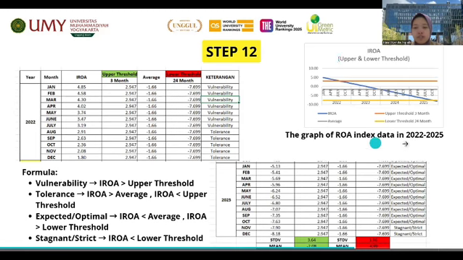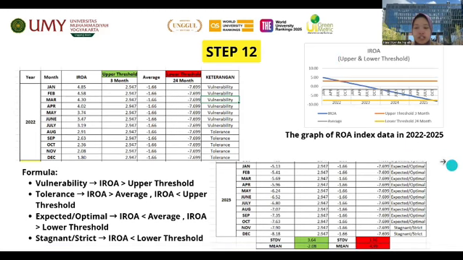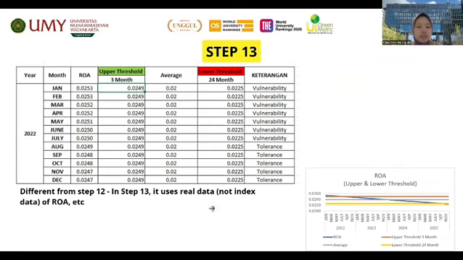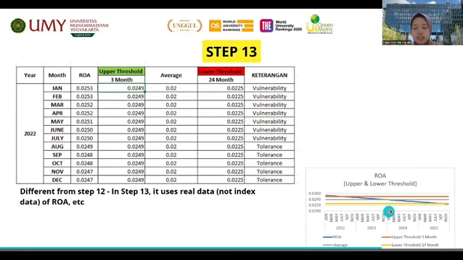So here's the example of the graph from the ROA index data, starting from this period. Then for step 13, what makes it different? In step 13, it uses the real data, not the index data. So here's the example from the ROA, and here's the graphic.